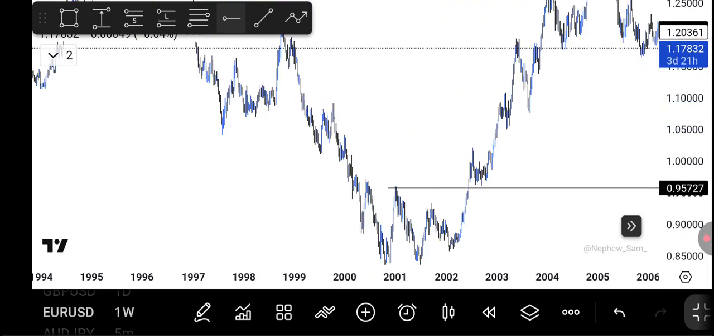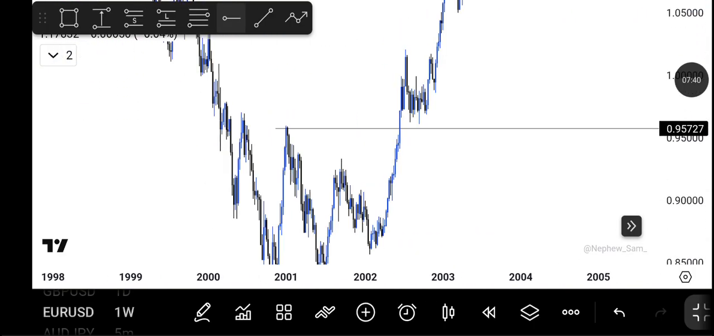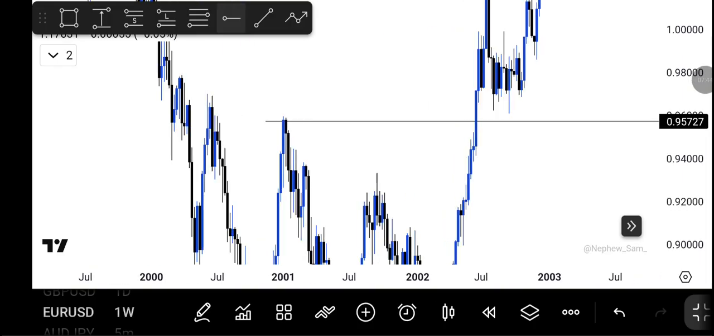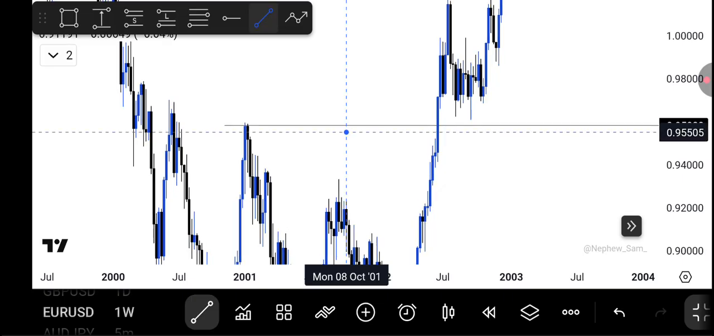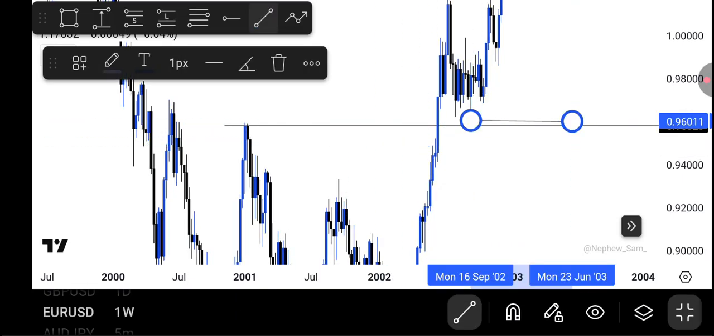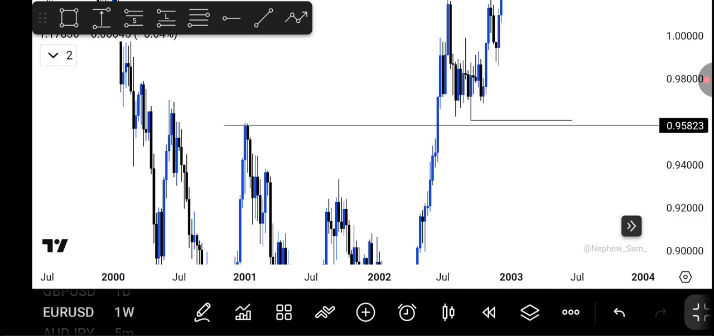So now, as you can see at this area, we are having something we call breaker block. So the market is reacting from this breaker block at this area. And don't forget that this breaker block is very, very valid. We have something we call inducements and our point of interest. So the market is reacting from that breaker block.